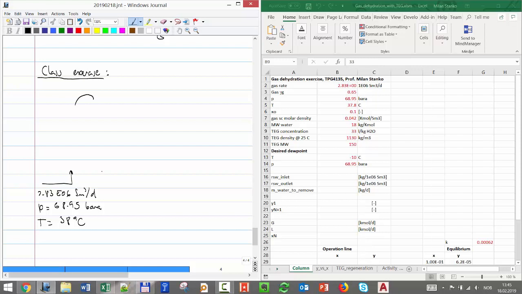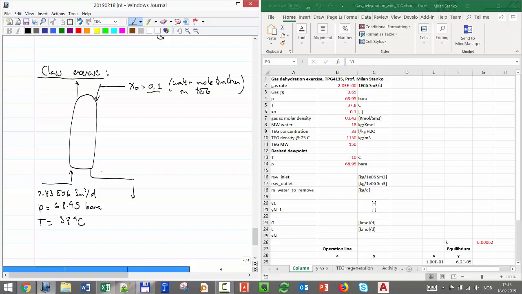Then that comes into the column. The TEG that we have here, we are not sure how much it is, okay? But we said the X0 will be 0.1. That means I was able to take out a lot during the regeneration process, but there is still some water left. That's the water mole fraction in the TEG.